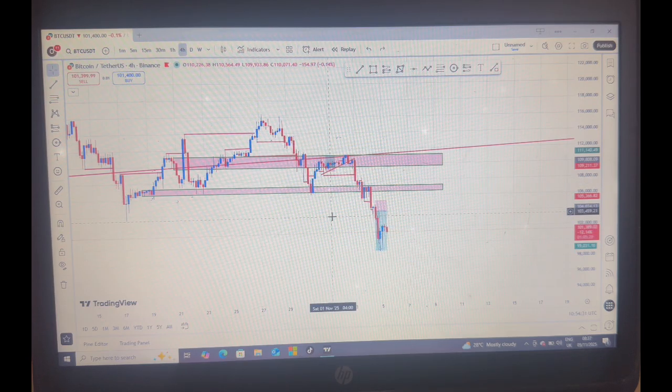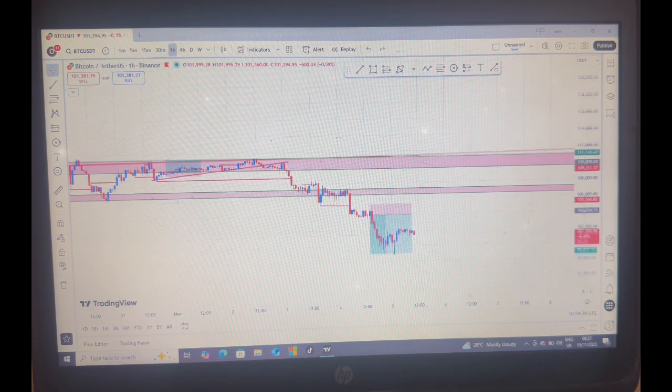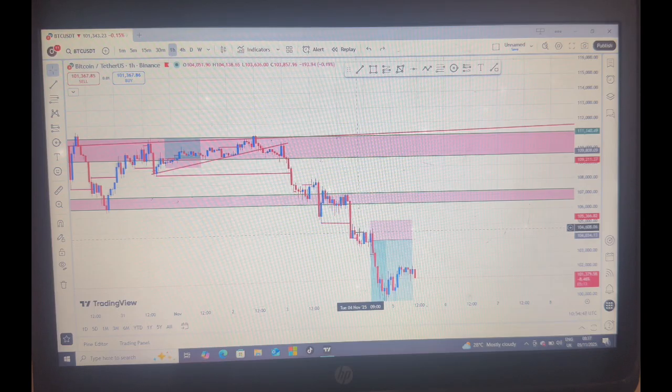So after this break, I waited for a V-test. After seeing the V-test, let's go to the lower time frame. After this break, I saw the market struggling here. So it broke a structure here. Then I wait for price to retest back to the supply zone, which is around here.